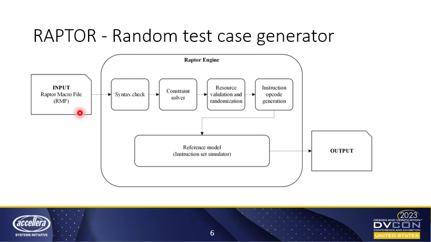First is the syntax checking to make sure there's no syntax error in Raptor language. Then the constraint solver will resolve both the architectural constraints and the user constraints in the input file. Then Raptor starts to choose valid resources and assign operands, and the opcode will be generated. Then the opcode will be sent to the reference model and execute. The output UVP file will contain the instructions and the execution results.